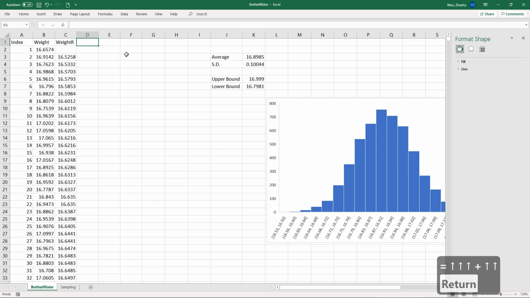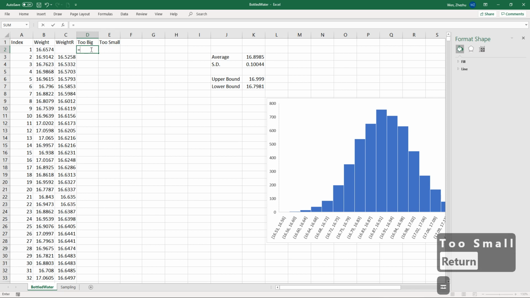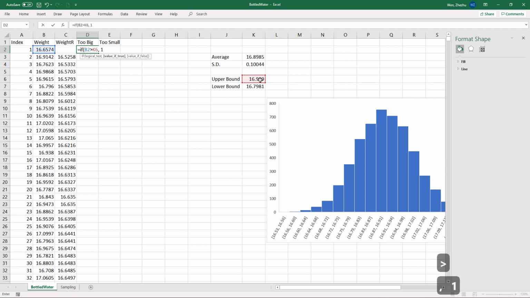Here, I'm going to create two flag variables. The first flag variable is going to determine whether that particular observation is too big. The second flag is going to tell whether this is too small. If it's too big, it's going to say 1. If it's too small, it is also going to say 1. Otherwise, it's going to be 0. So I think we need to use the IF function here. IF this is bigger than the upper bound, then you say it's 1, otherwise 0.